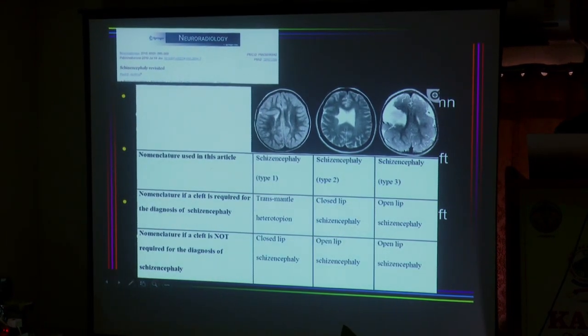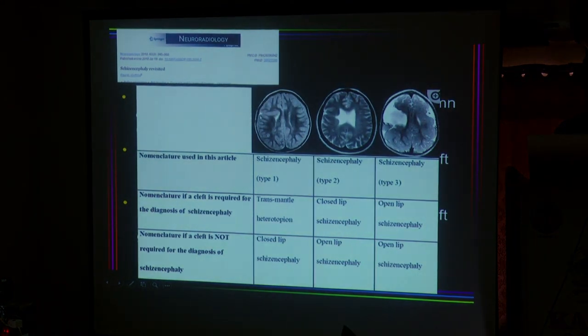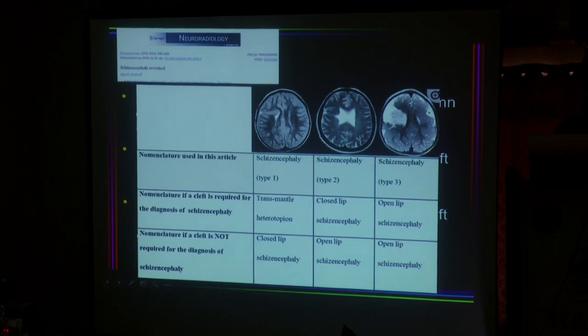So these are the examples. You can see this one, there is no cleft. This can be called a transmantle heterotopia. And this one, the CSF cleft is seen as the open lip type, or the type 3 schizencephaly.